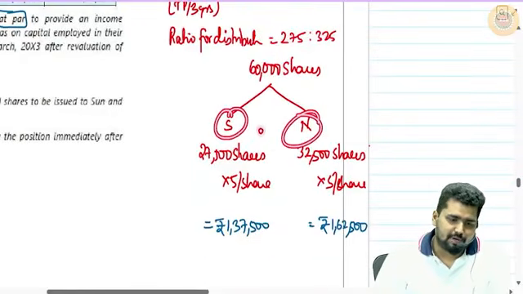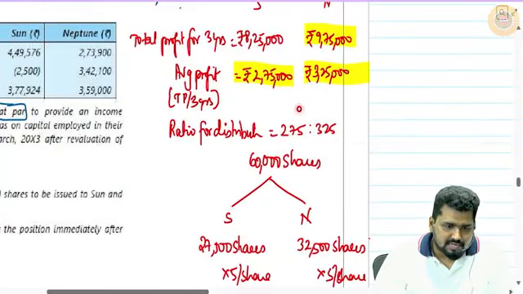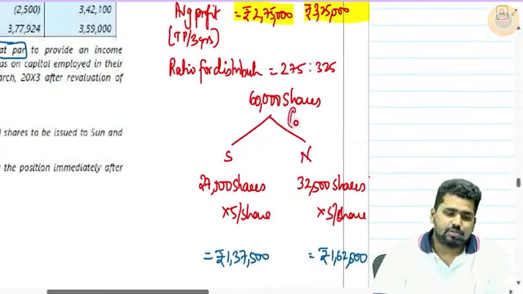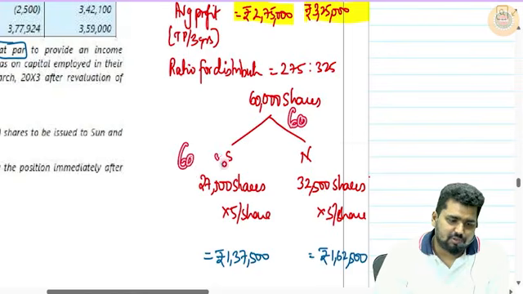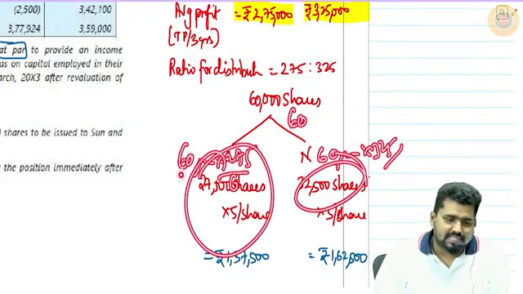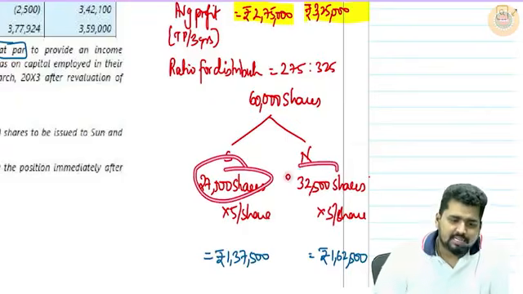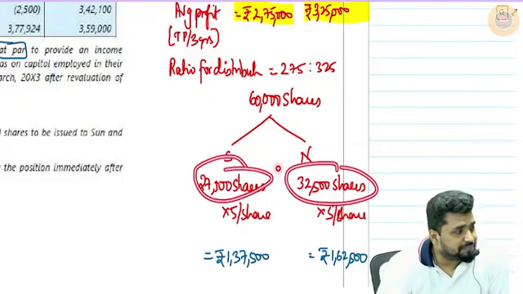Therefore, Sun Limited, Neptune Limited: 60,000 into 275 divided by what? Divided by 600. Correct? So 60,000 shares into 275 divided by 600, and 60,000 shares into 325 divided by 600. You will get these numbers. So how many shares out of 60,000 are we going to give? 27,500 shares to Sun and 32,500 shares to Neptune Limited.